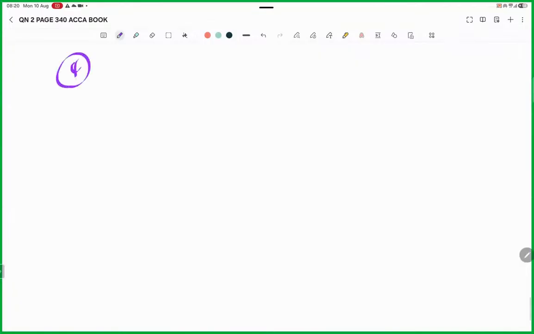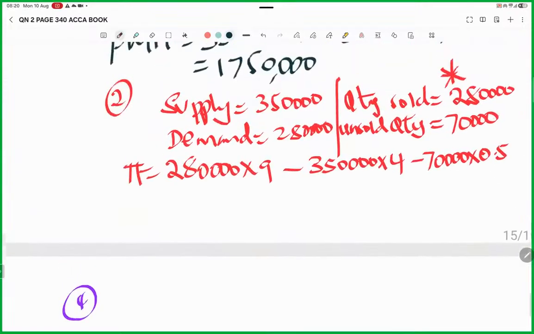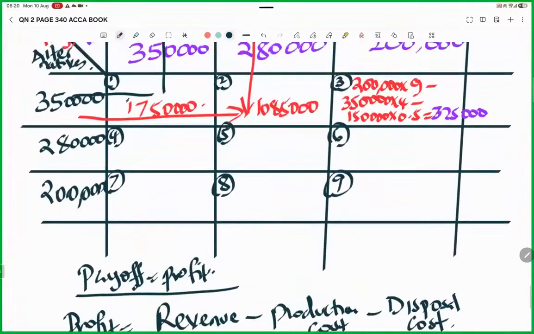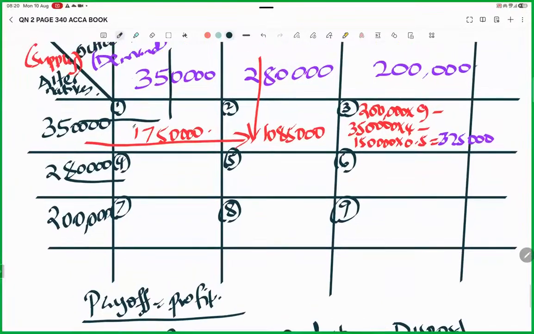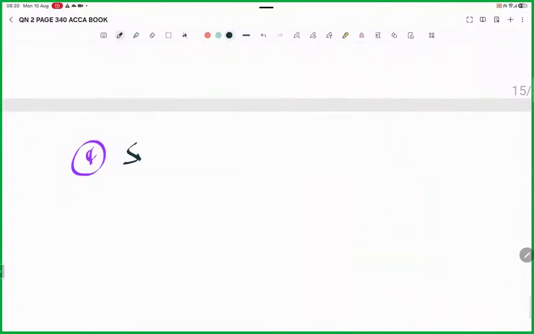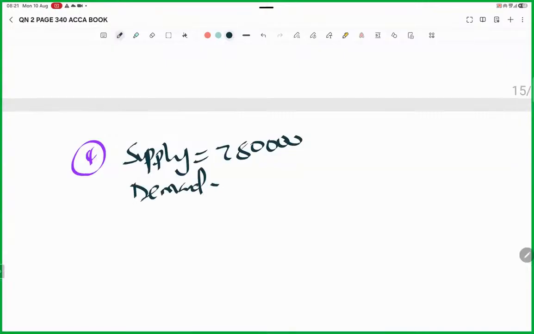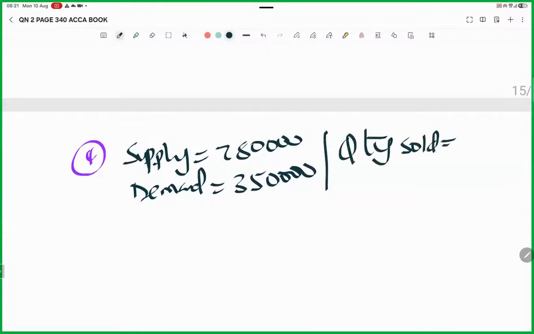So cell number 4, what do we have? What we have here is this. You can see the supply is 280 and the demand is 350. So supply is 280,000 and demand is 350,000, and we always sell the lower quantity. In this case, sold will be the lower, the 280,000.